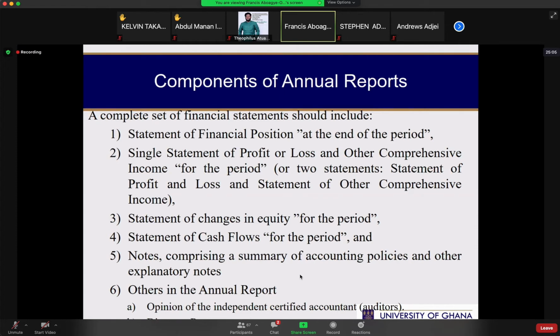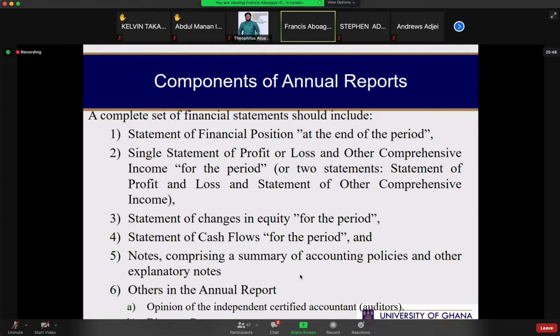Then we have the statement of profit or loss and other comprehensive income. That should be over a period. Then the statement of changes in equity, that is also over a period. Then we have the statement of cash flows, also over a period. Then we have the notes comprising the summary of accounting policy and other explanatory notes. So these 5 constitute the financial statements.